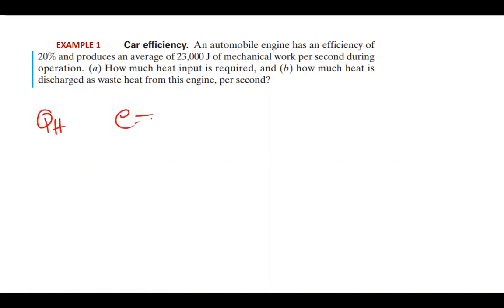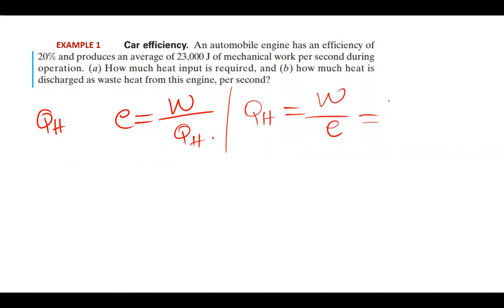We know that efficiency is written as the useful work over QH. So we can make QH the subject of this formula. QH is simply the work over the efficiency. The work that has been given is 23,000 joules, over the efficiency, which is 20%.